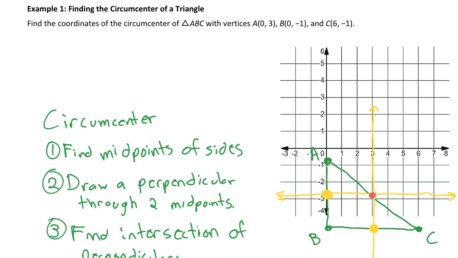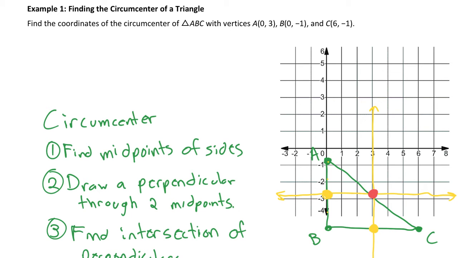Those two perpendiculars intersect at a point that is the circumcenter. Oops, I'll do a better job of that. Circumcenter. That is the point (3, 1). It is the intersection of the perpendicular bisectors of the sides of that triangle.